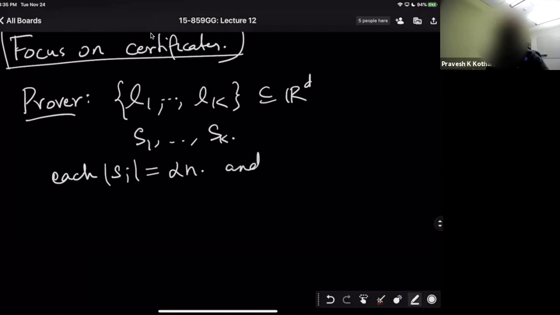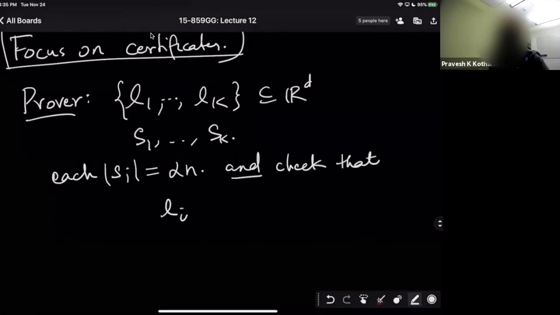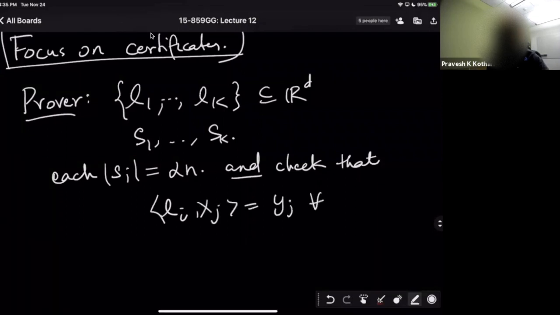And we can check Li inner product xj equals yj for all xj, yj in Si. Make sense? Seems like a reasonable thing to do, right? Good. So we definitely checked that there is some alpha size subset of equations that each Li satisfies.